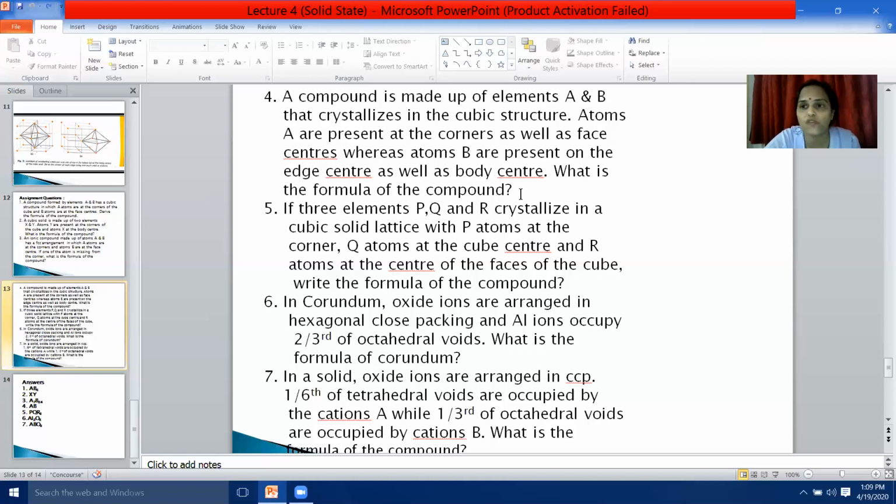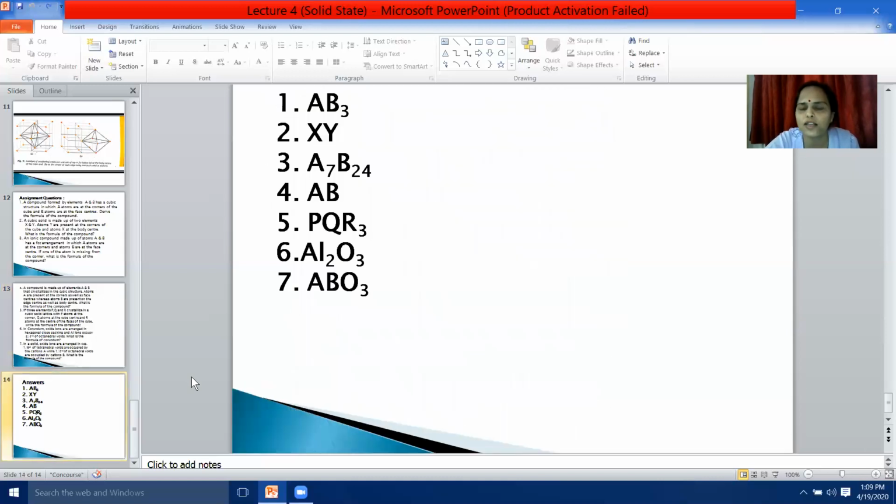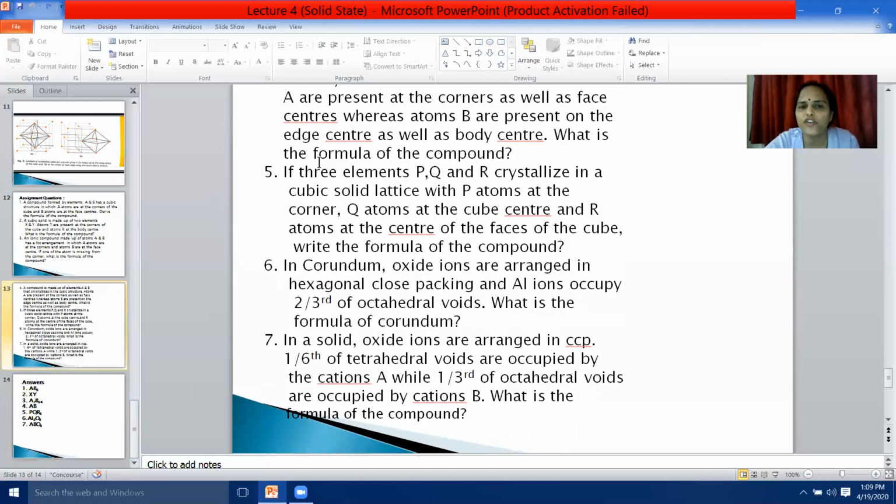You need to simplify the formula there. So to simplify, you will cut and write the ratio as 1 is to 1. So instead of having the formula A4B4, you will write the formula as AB. So check the answer. Fourth answer is AB. Correct. Now look at the fifth question.